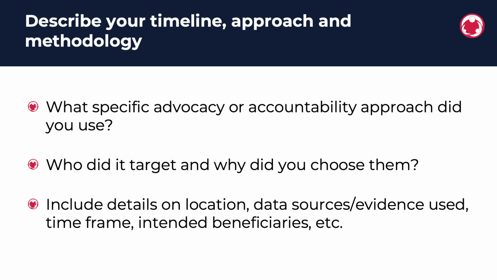The methodology section is where you should include the detail on how you applied your advocacy or accountability approach. For example, this includes what specific advocacy approach you used, who you targeted, how or why you chose them as a target, and details on location, data sources, or evidence used in your advocacy. Note anything about your location that might be relevant to the advocacy. Also, make sure to include specifics on the time frame and any intended beneficiaries.